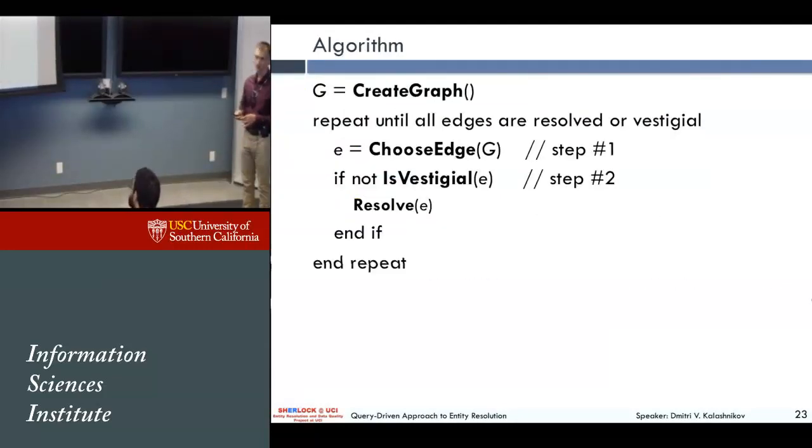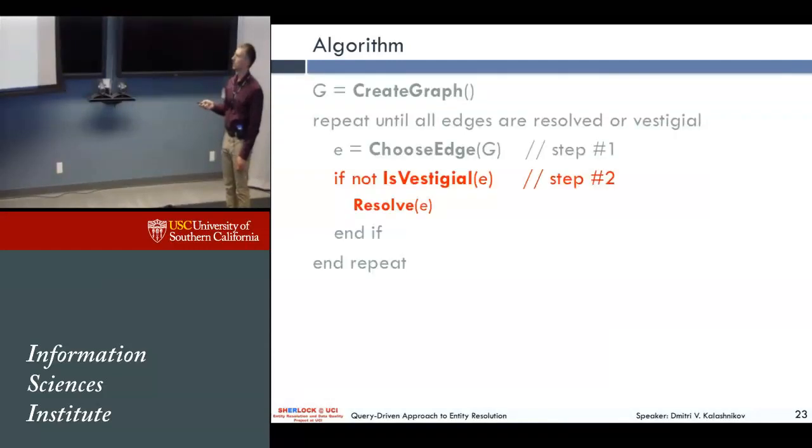So this is a simplification of the algorithm. First it creates a graph, and as I mentioned, it does it very aggressively. It does not create nodes and edges it doesn't need. Then it has this loop: repeat until all edges are resolved or vestigial, and I will explain what that means. First it uses some edge picking policy to pick certain edges, and if those edges are not vestigial, vestigial meaning redundant, it will call the resolve function on them.